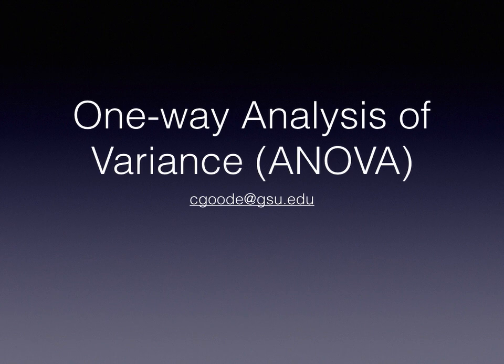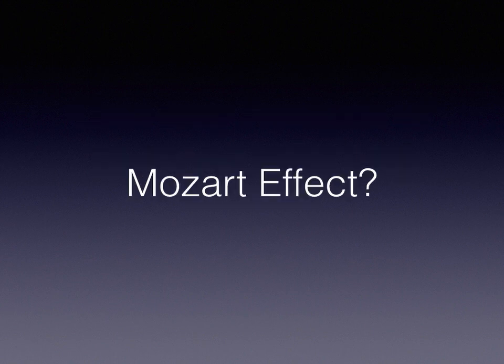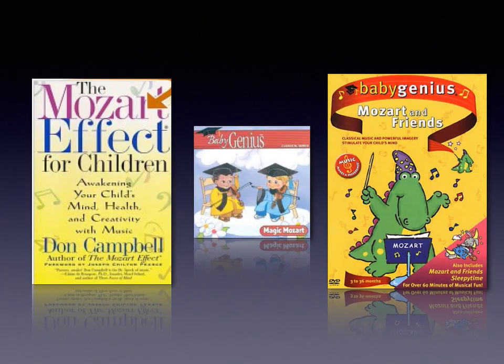The example that we use in one-way ANOVA is from a paper on something that ended up being called the Mozart effect. And the idea here is that if you listen to Mozart, you'll get smarter. At least that's what people think of when they think of the Mozart effect. And there's been any number of popular culture books, CDs, DVDs, etc., arising from this idea that if you listen to Mozart's music, you get smarter.